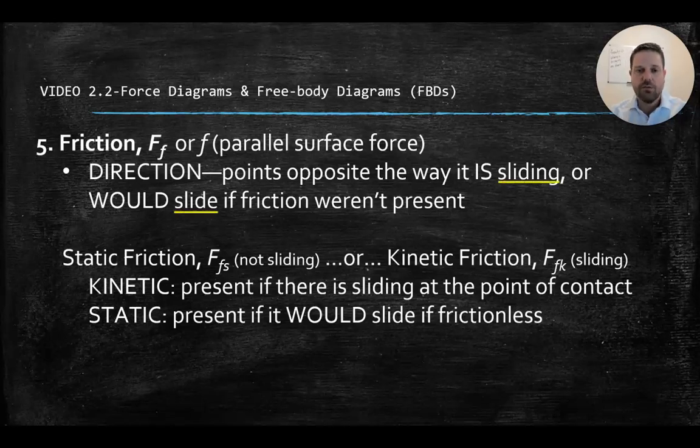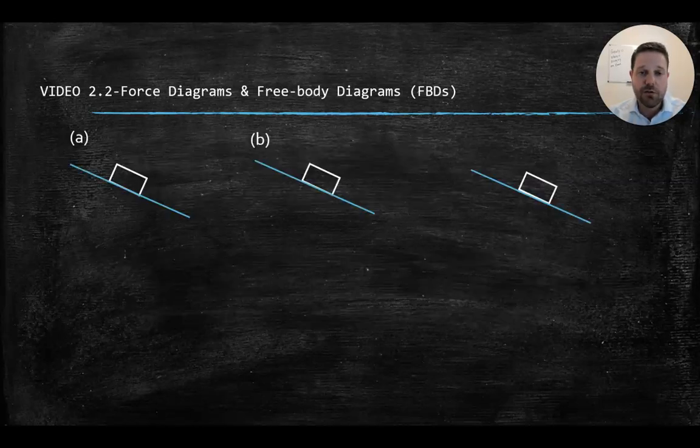Okay, so static friction and kinetic friction are always going to point opposite the way it is sliding or would slide. And so if sliding is the key here, it's not which way it's moving necessarily, it's which way it is sliding or would slide. And that's always a good way to try and determine which way friction's pointing.